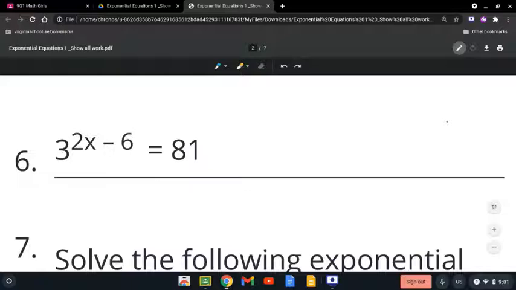You're going to ask yourself, how many times does 3 multiplied by itself equal 81? And I don't mean like 3, 6, 9, 12, 15, 18, 21. No, it's just 3 times itself. So 3 times 3 is 9, right? And then times 3 is 27. And then you're just going to keep going until you get the number 81.